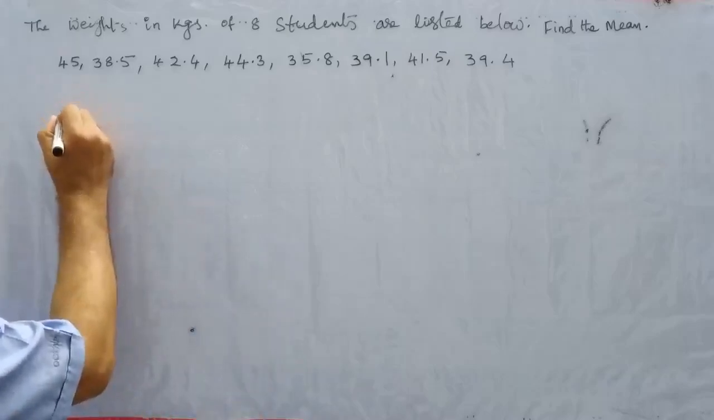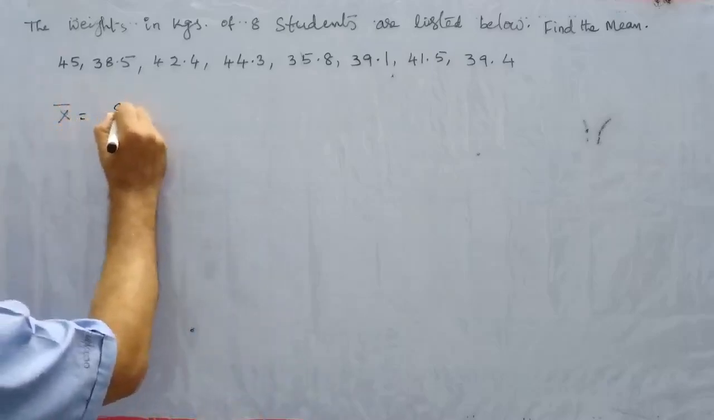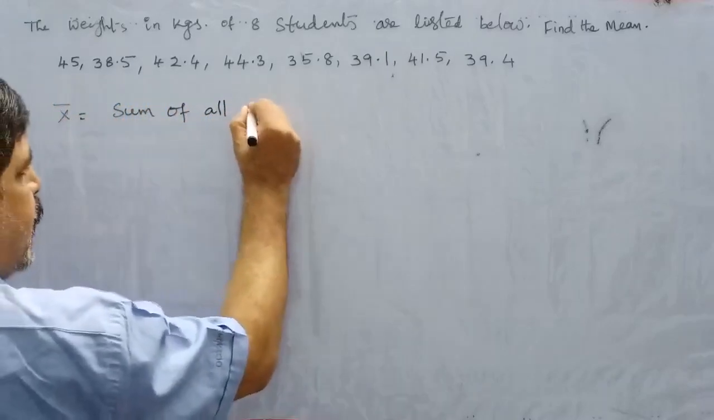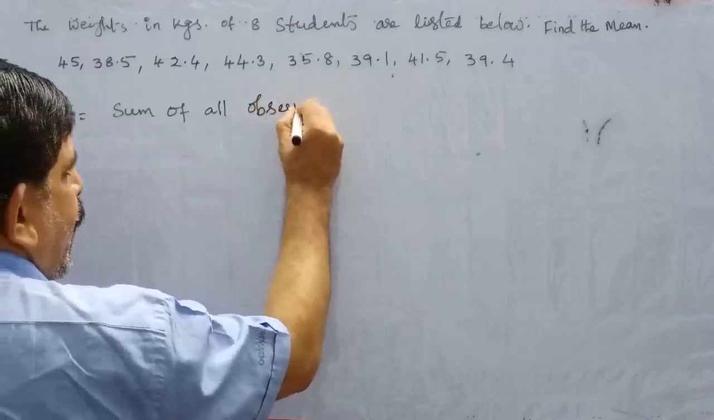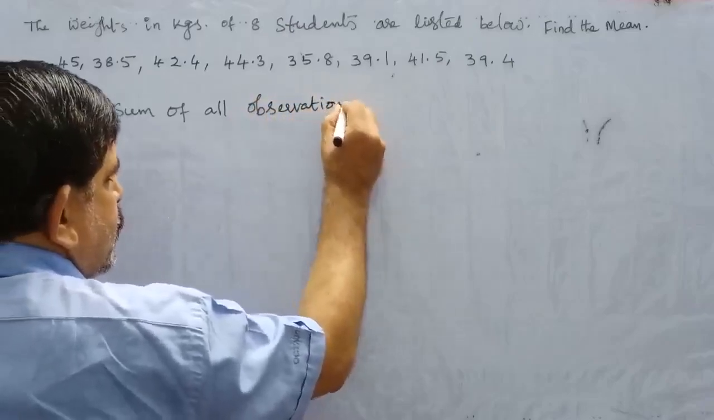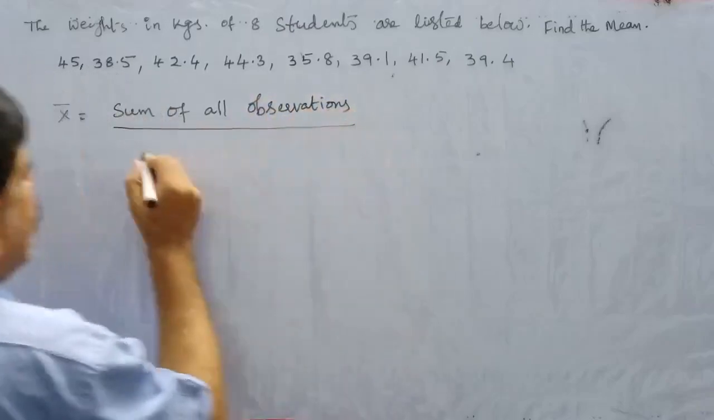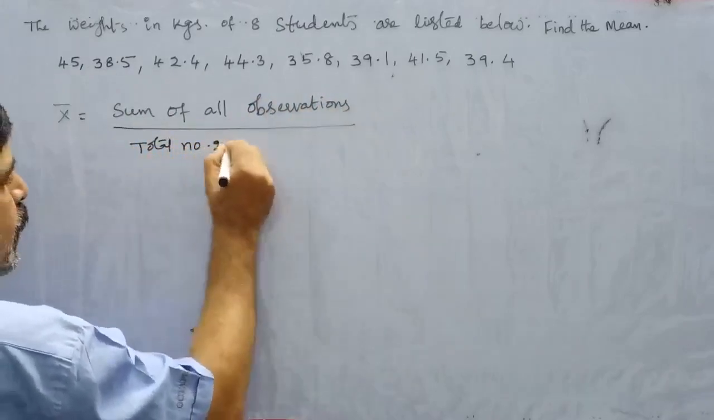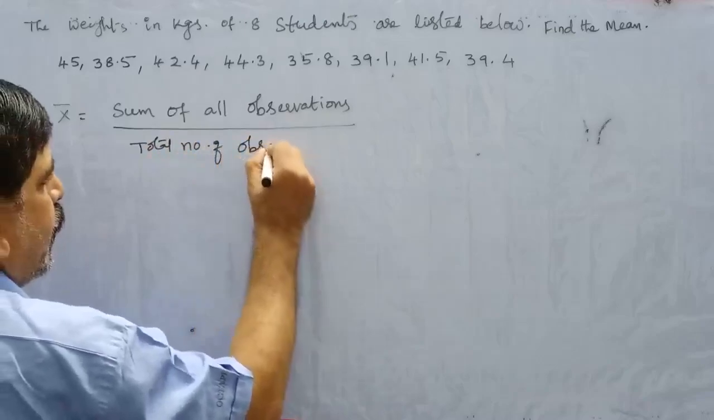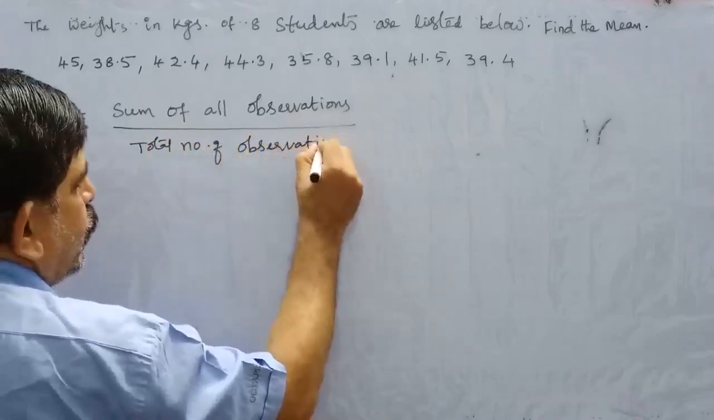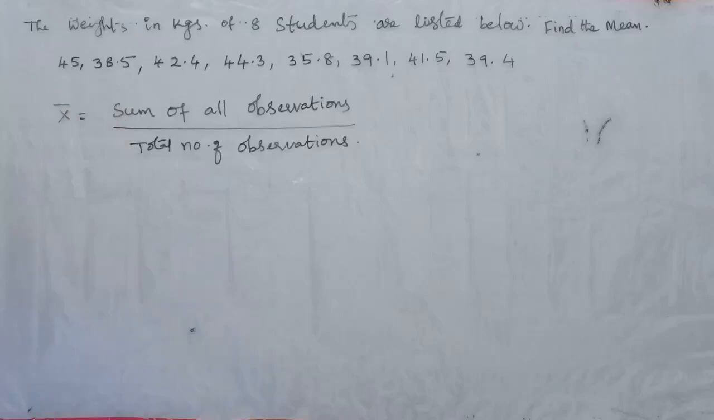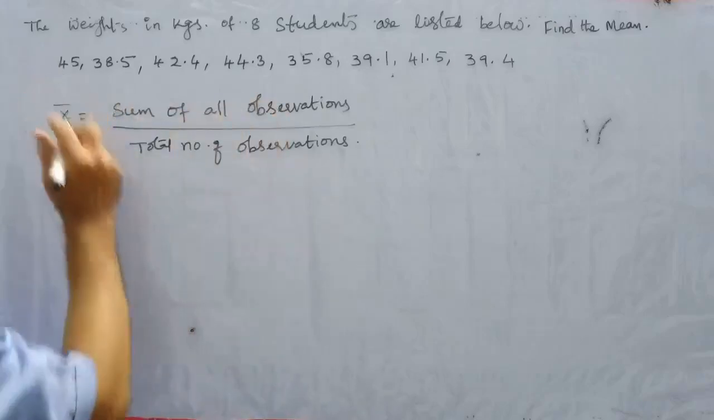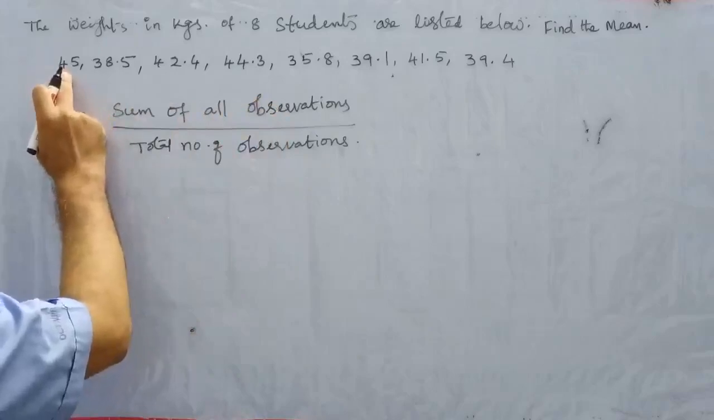So x bar is equal to sum of all observations by total number of observations. Total number of observations. Now x bar is equal to sum of all observations. What are the observations here?